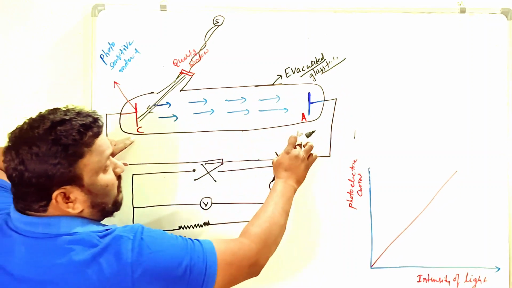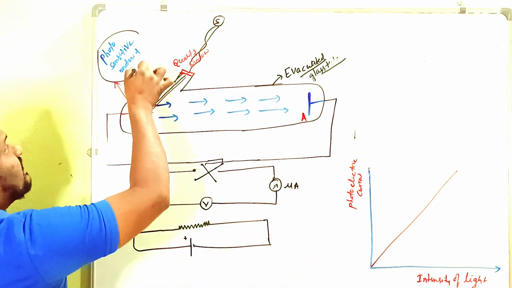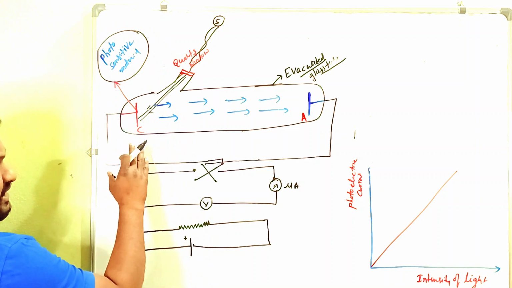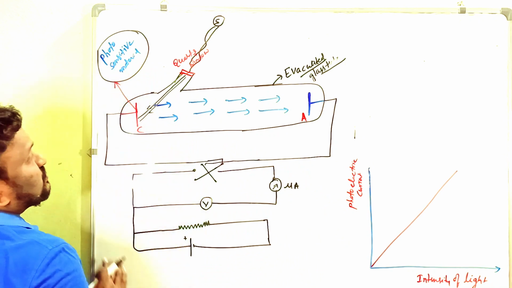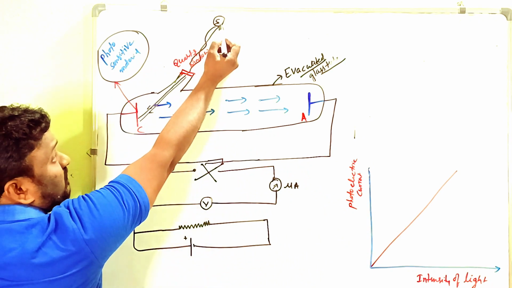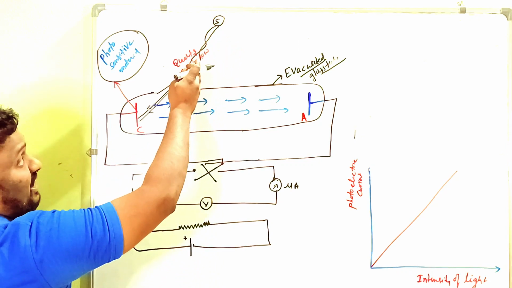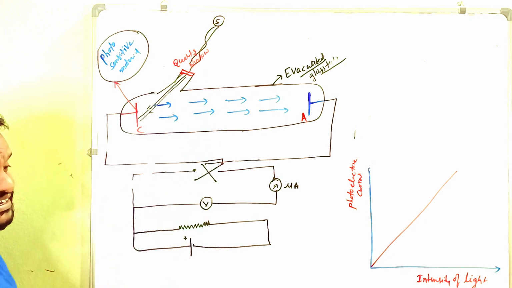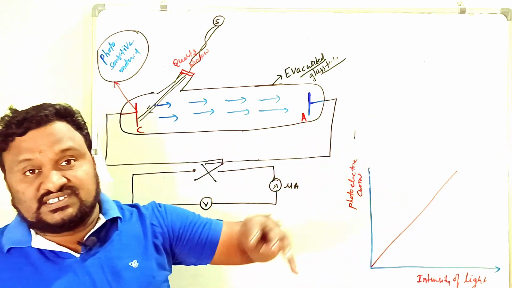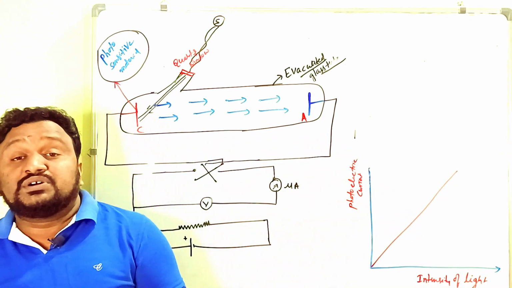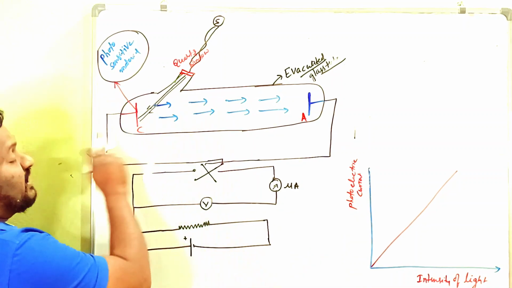So children, in the diagram one glass tube is there, with two electrodes, one taken as the cathode and one as the anode, and here the cathode is nothing but a photosensitive material. The metals which are sensitive to light are called photosensitive material. When the light comes from the source and passes through the quartz window, it moves like a beam of light. Before the quartz window it is in different directions, but after entering the quartz window it seems like a beam of light, and that is incident on the cathode.